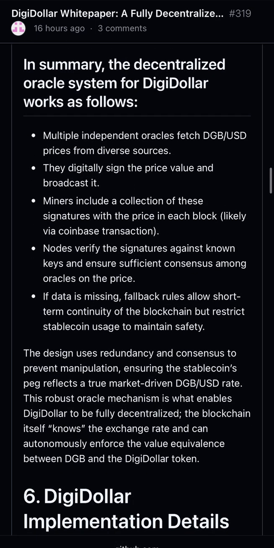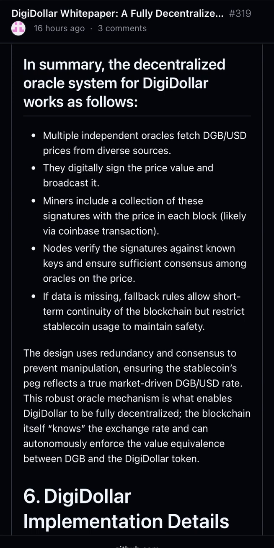In summary, the decentralized oracle system for DigiDollar works as follows. Multiple independent oracles fetch DigiByte prices from diverse sources. They digitally sign the price value and broadcast it. Miners include a collection of these signatures with the price in each block, likely via Coinbase transaction. Nodes verify the signatures against known keys and ensure sufficient consensus among oracles on the price.